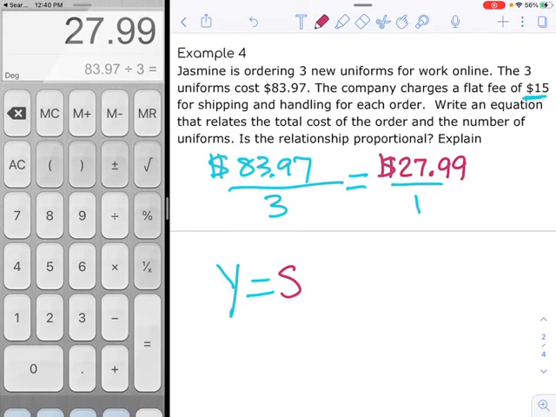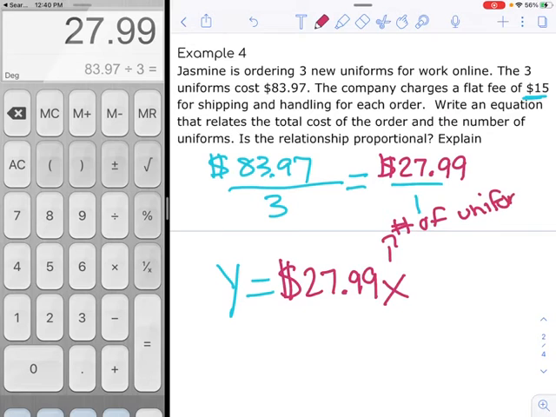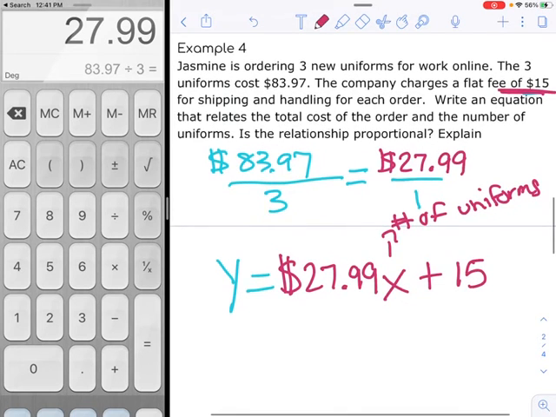So how I can write this out, because we're really not sure how many uniforms total she is going to want at any point in time. What I'm going to say is, well, 1 uniform costs $27.99. I'm going to multiply this by X, which is going to represent my number of uniforms. But it's kind of unknown because we're not really sure how many she wants. And then additionally, I can't forget about this flat fee of $15. So this is tacked on to my entire cost. So what I want to do is just add on $15.